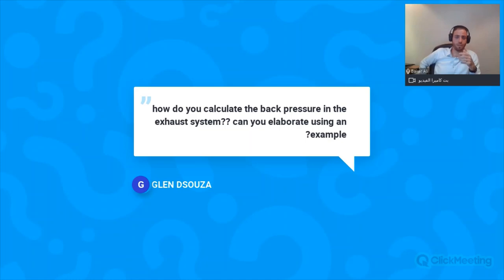I think we have done this. How do you calculate the back pressure in the exhaust system? Okay, we have done this. I showed you the formula, and I gave you an example of how to calculate the back pressure.